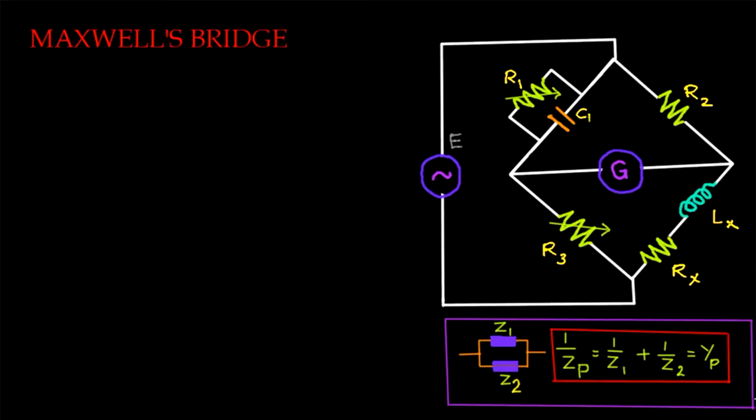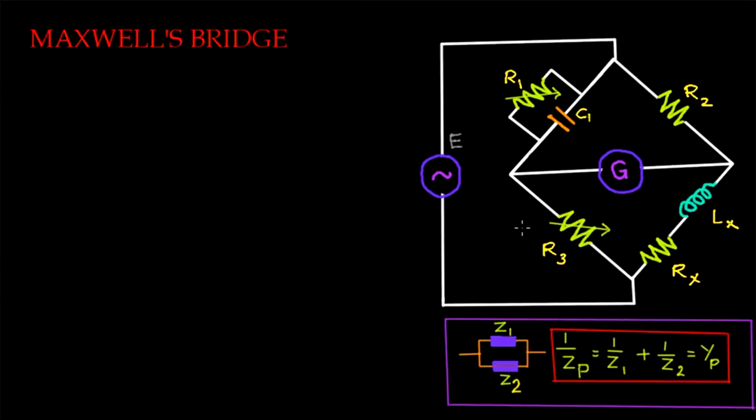Hi friends, in this video we are going to see the derivation of Maxwell bridge. Maxwell bridge measures the unknown inductance in terms of a known capacitance. So here in this picture you can see the unknown inductance. We are going to find out this unknown inductance in terms of a known capacitance. That is the basic idea behind Maxwell bridge.